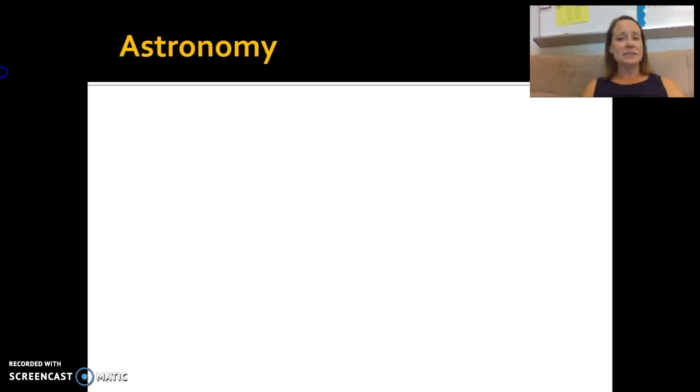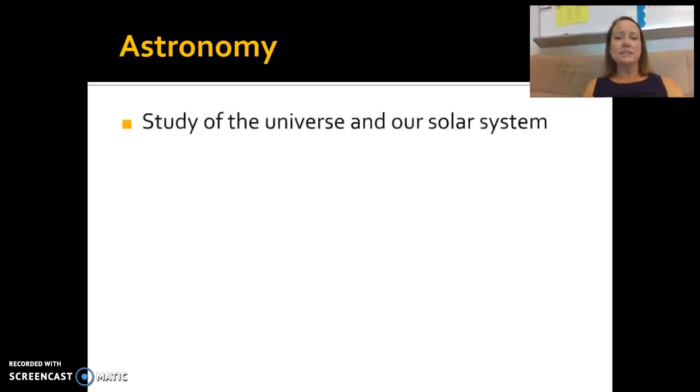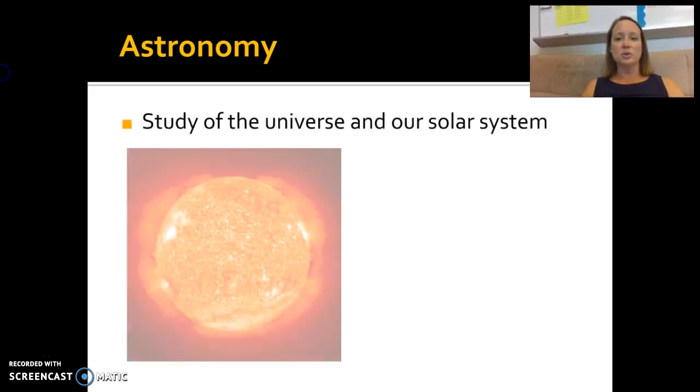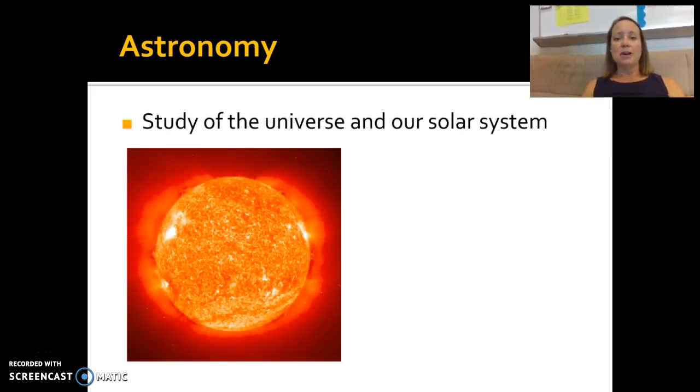Astronomy, which is actually going to be the second unit we study this year, is the study of the universe and the solar system. Our solar system is one of billions. Our sun is just an average medium-sized star. It just appears large to us because it happens to be the closest star.